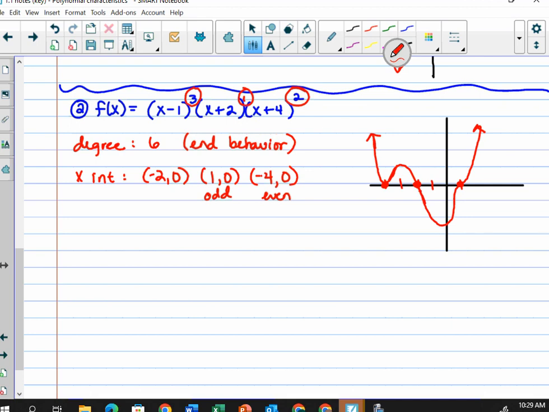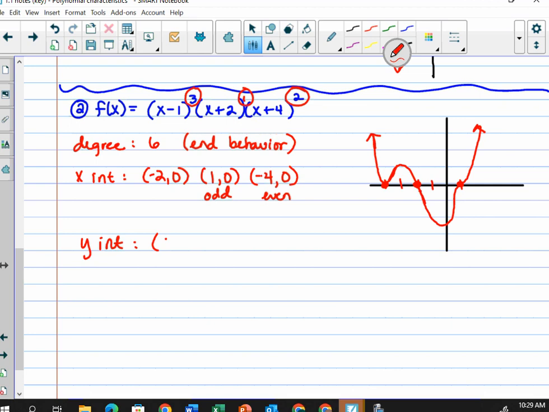We okay to this point? Okay, but one last thing we need to find is our y-intercept. What did we say up above about the y-intercept? It's when x equals 0. So that means I need to plug 0 in for x to figure out what this is.